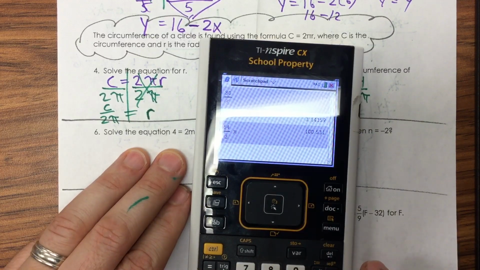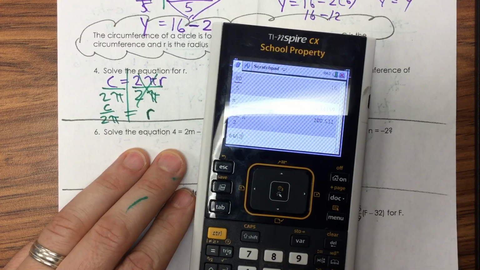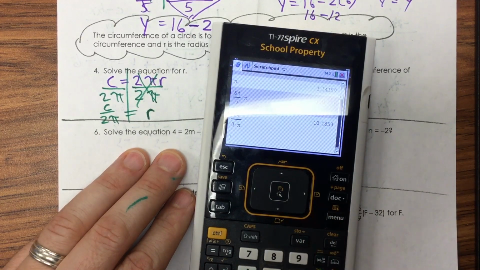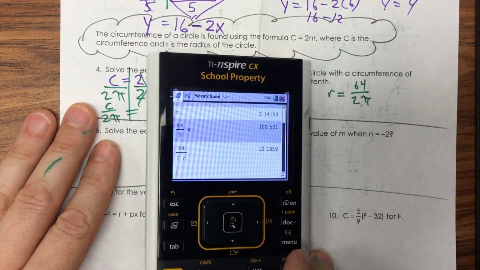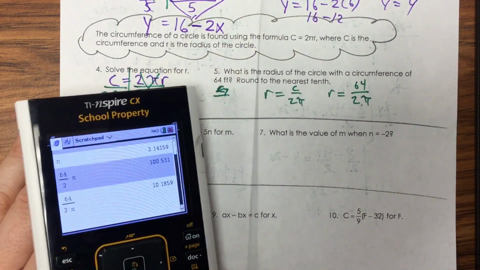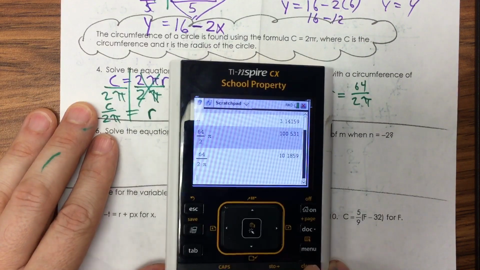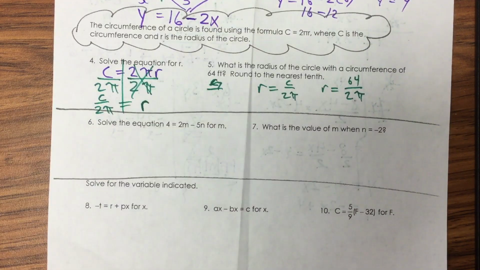Let's do it this way. 64 divided by, and then I put parentheses, 2 pi. That'll do it correctly. All right, that's more like it. 10 point, etc., etc. But we want to round to the nearest tenth, so we'll do 10.2. All right.